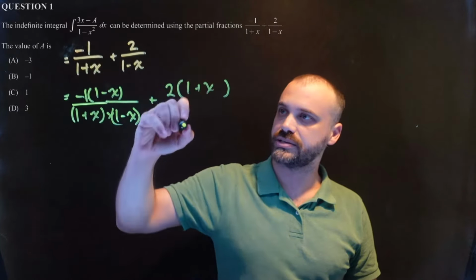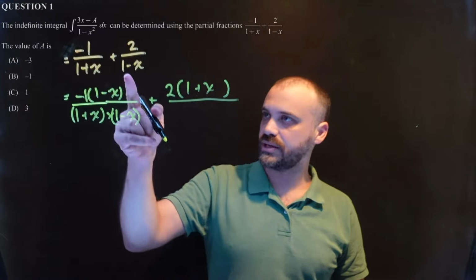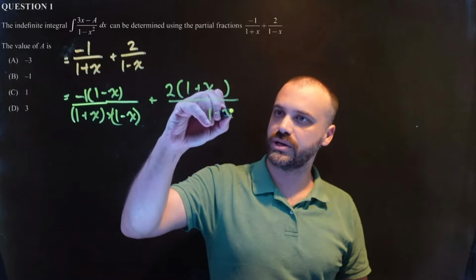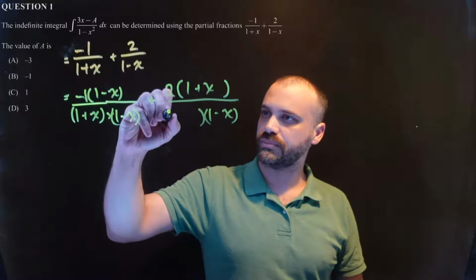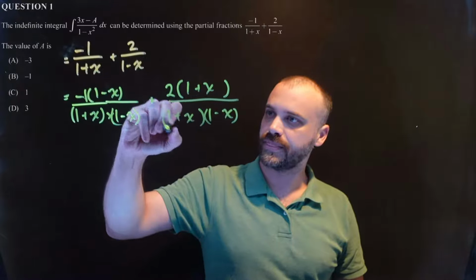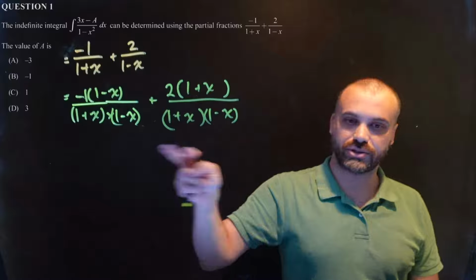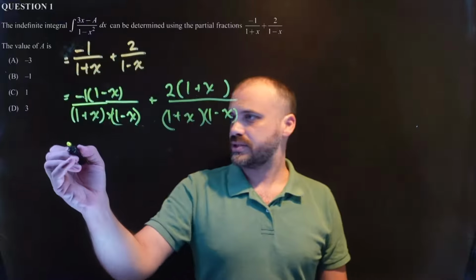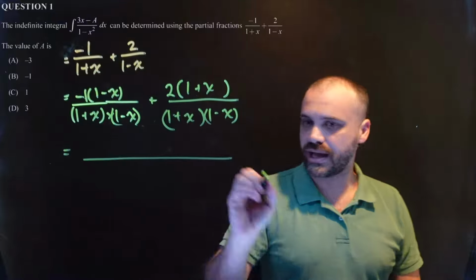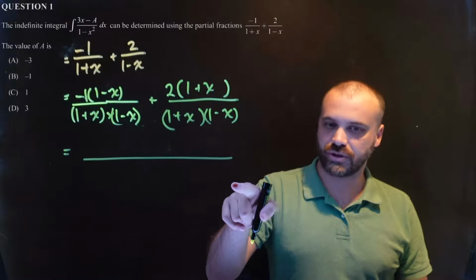All right, and then we're adding 2, and we're going to multiply that fraction, top and bottom, by this denominator, 1 plus x. Now the reason we do that is because now we get 1 minus x times 1 plus x, and you can see that these denominators are the same now. So that means that we can add them together with the same denominator.